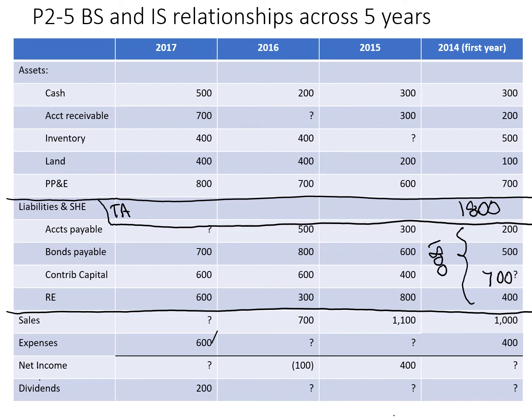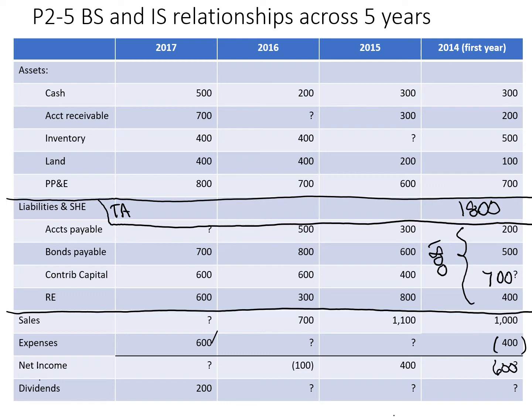So I know I did that backwards, but I started at the top and I didn't do the IS first. So the income statement, sales minus expenses. My net income for the year, and I'm going to put the expenses in brackets so you remember to subtract, is $600. Oops.